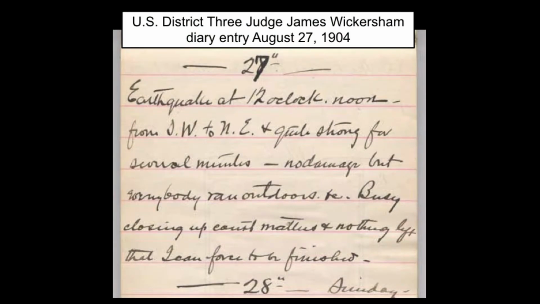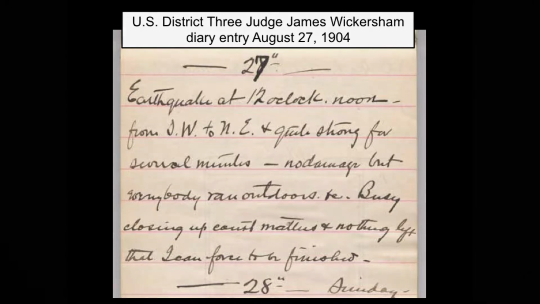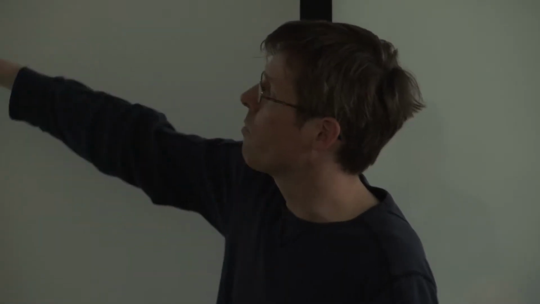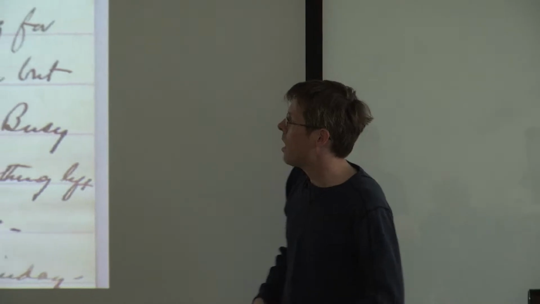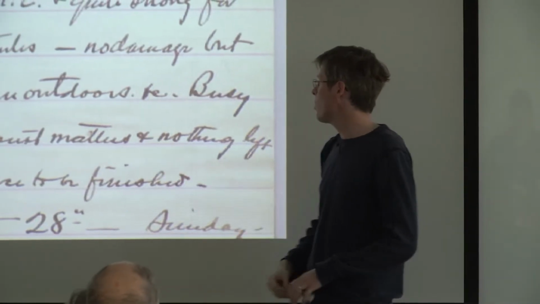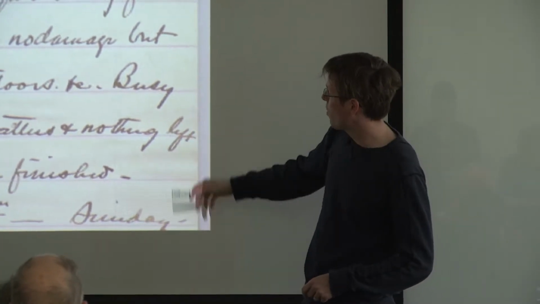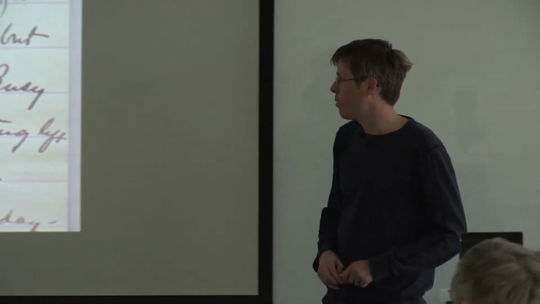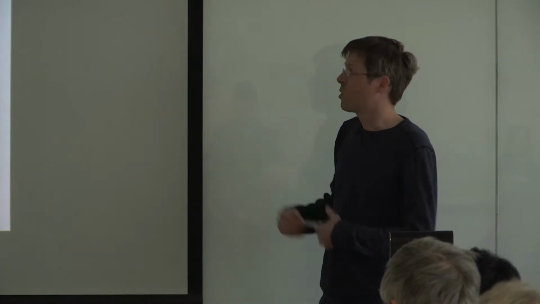This was Wickersham's diary, so famous sort of founder of both the university, the statewide system, federal judge, mountaineer, pretty impressive guy. And so this was his diary entry from Fairbanks. Same earthquake, 1904. Earthquake at 12 o'clock noon, quite strong for several minutes. No damage, but everybody ran outdoors, busy closing up court matters, and nothing left that I can force to be finished. So this is an account that gives us an idea this earthquake was felt in Fairbanks.